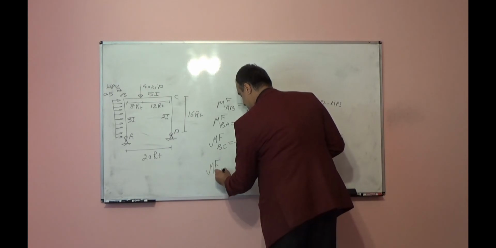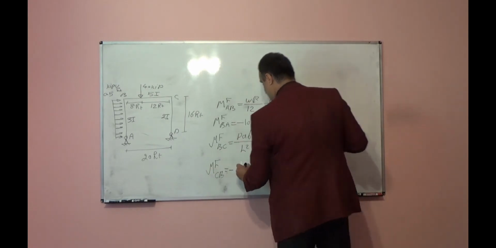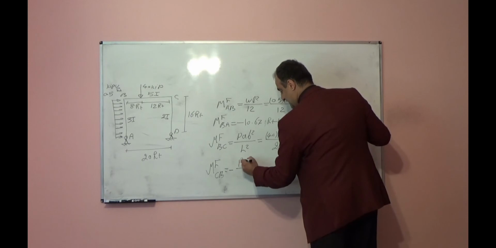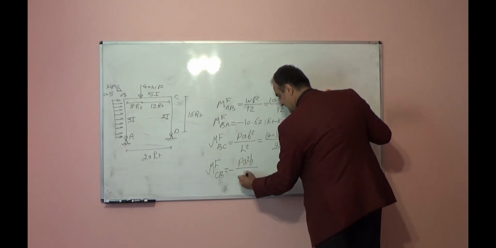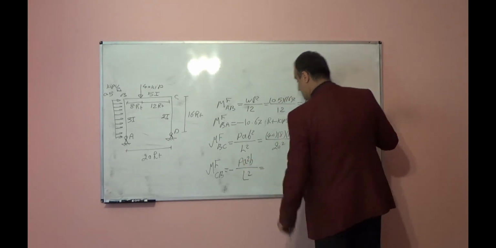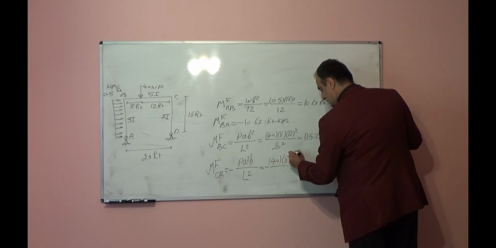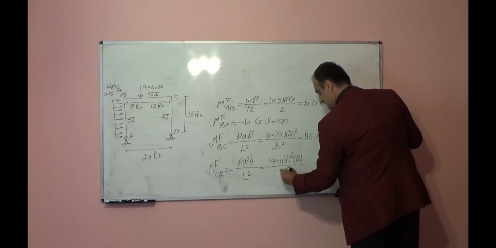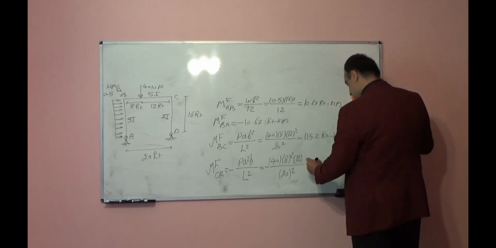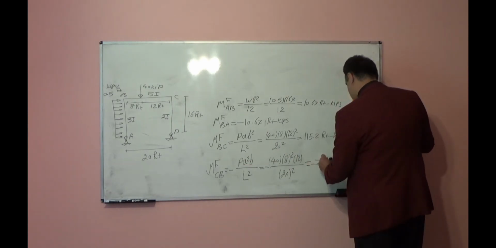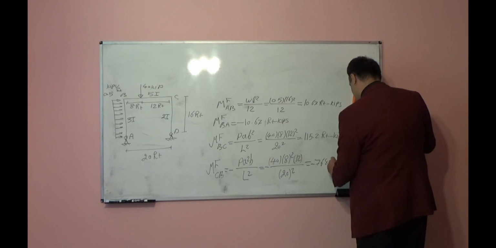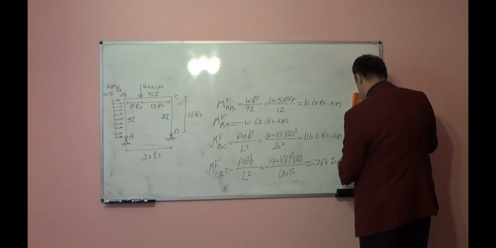M fixed CB will be negative P A squared B over L squared. That will be equal to negative 40 times 8 squared times 12 divided by 20 squared. That will be equal to negative 76.8 feet kips.